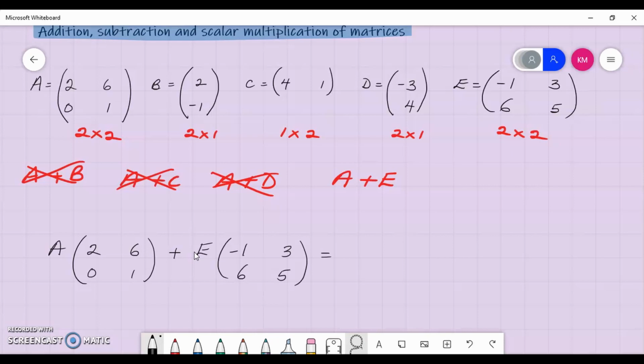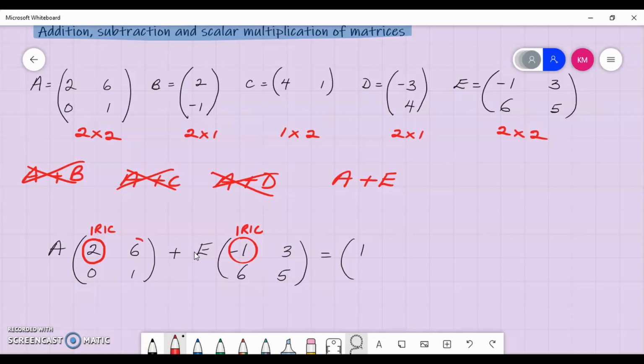Now, only corresponding elements can be added or subtracted. So 2 is in our first row, first column. Negative 1 is in our first row, first column. So 2 and negative 1 need to be added. The result is going to be in this position here. So 2 plus negative 1 is going to give us 1.